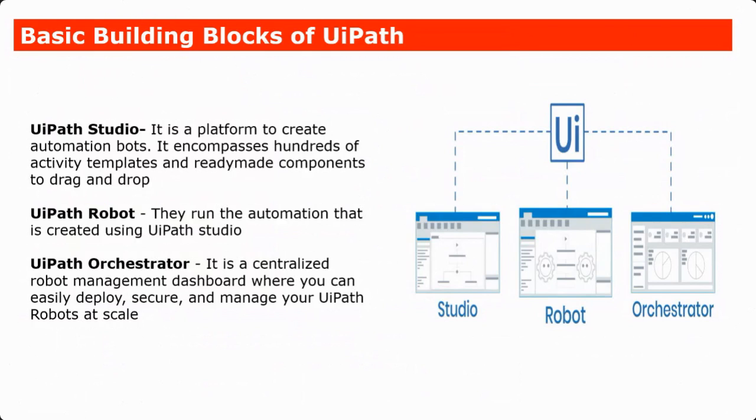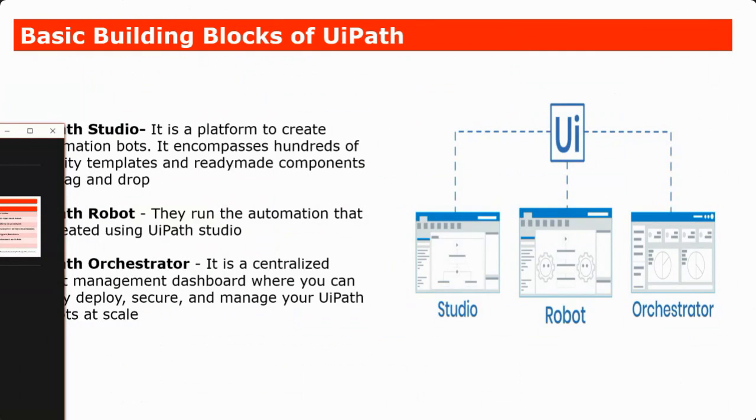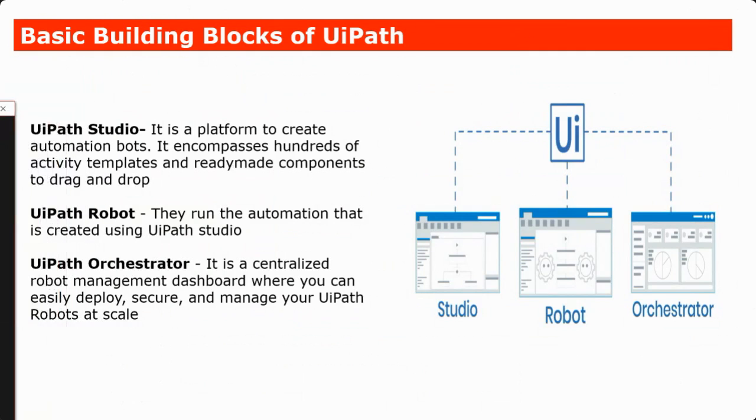The first thing that we need to talk about here is that UiPath has been divided into three basic building components. The first component is UiPath Studio. The second component is UiPath Robot, and the third component is UiPath Orchestrator, right? UiPath Studio is a platform that is used to create an automation bot. So you can say Studio is where you design your bot. Robot is the one who executes your bot, and Orchestrator is the one which manages and controls everything that you do, right?